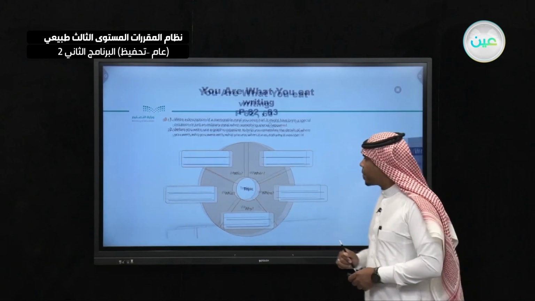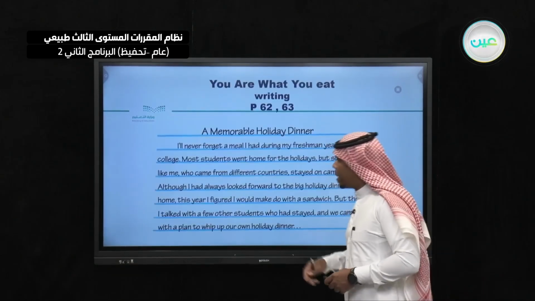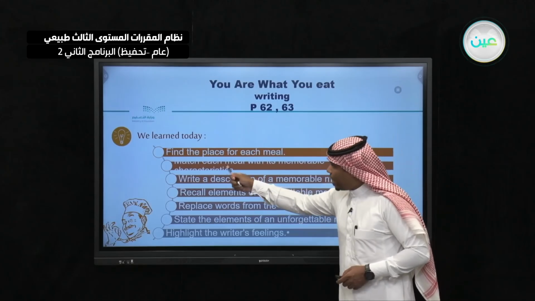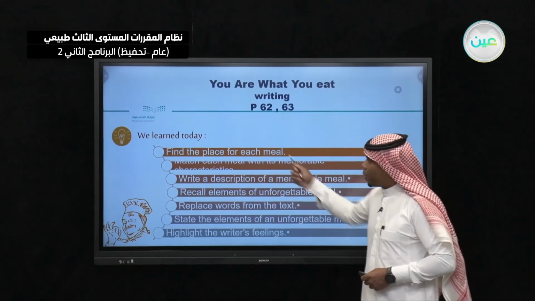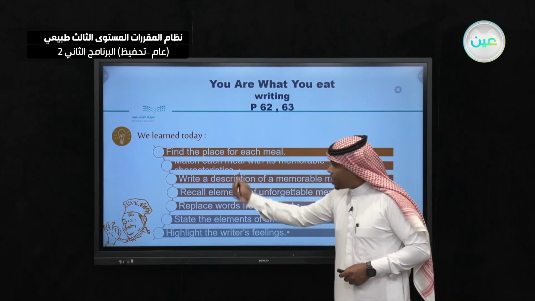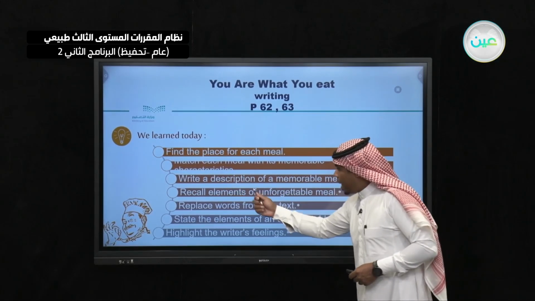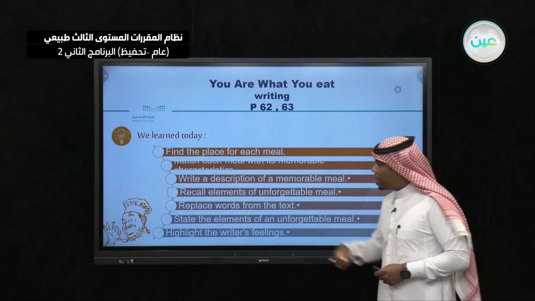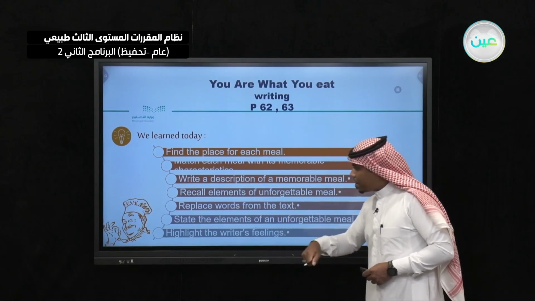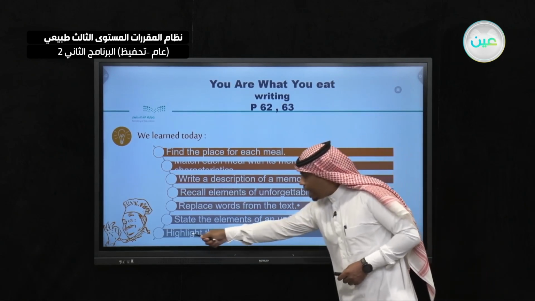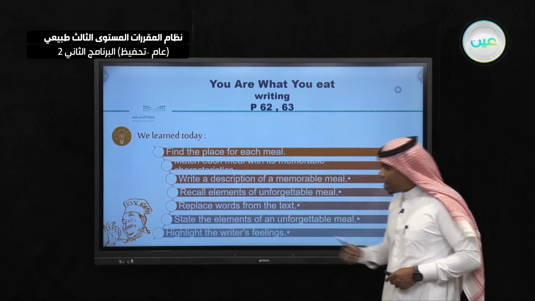Okay, very good. And we have reached the final slide of our lesson. Today we're finding the place for each meal. Match each meal with its memorable characteristics, and we talked about the characteristics. Write a description of a memorable meal, recall elements of an unforgettable meal, replace words from the text, state the elements of an unforgettable meal. Finally, highlight the writer's feeling.